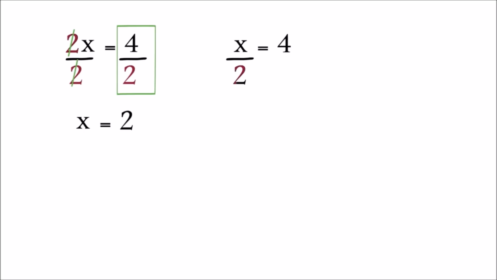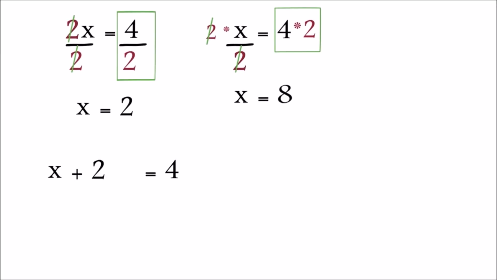Next, we want to solve x divided by 2 equals 4. Here, since the 2 is dividing, we will perform the opposite operation on it. We will multiply both sides by 2, so the 2 will cancel out. Then we have 4 times 2 to get 8. X is therefore 8.